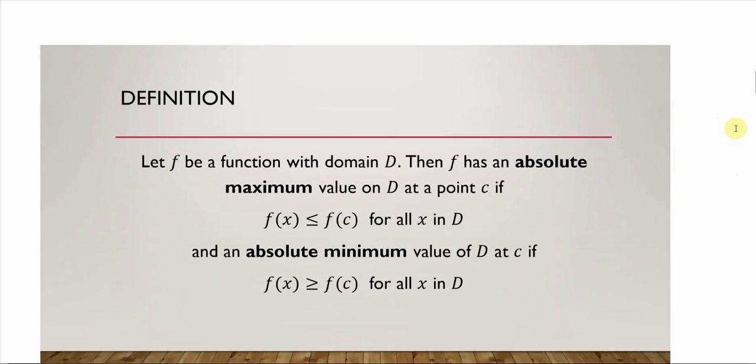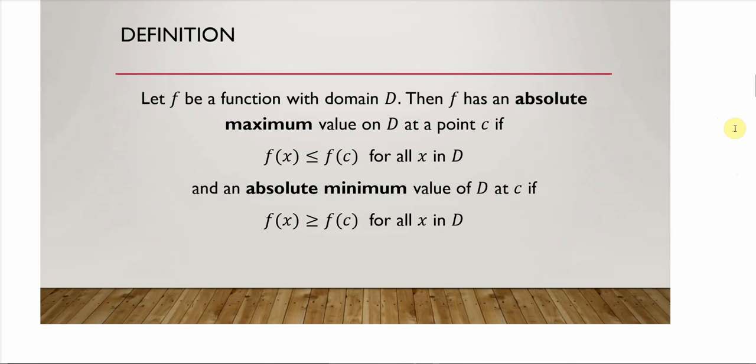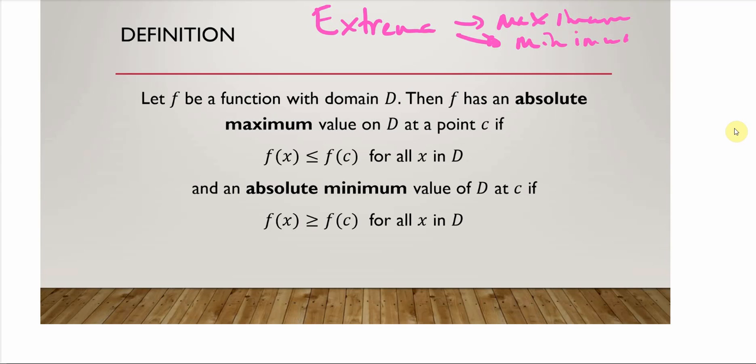So let's go ahead and define extrema. All right, extrema, you need to understand, are maximum points and minimum points. Okay, so it's going to be both minimums and maximums. Now, what is an absolute maximum? Let f be a function with a domain D. Then f has an absolute maximum value on D at a point c if f of x is less than or equal to f of c for all x in D.